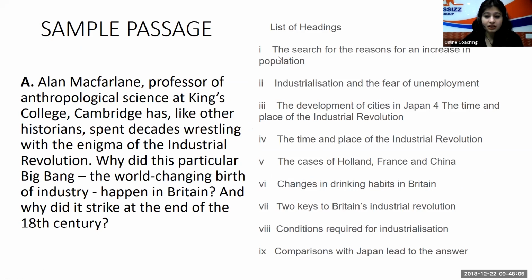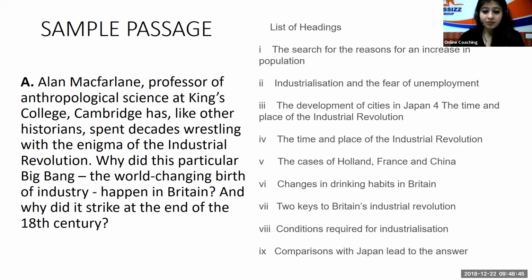The first heading says, the search for reasons for an increase in population. Underline the word search, underline reasons, underline population. So for giving a heading to a paragraph, I'm going to find out in which paragraph the search for reasons for an increase in population is given. Second heading, industrialization and the fear of unemployment. I have 2 keywords here. The first keyword is industrialization. The second keyword is unemployment.